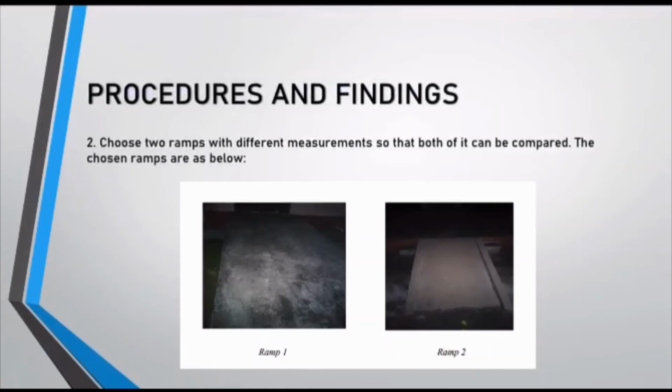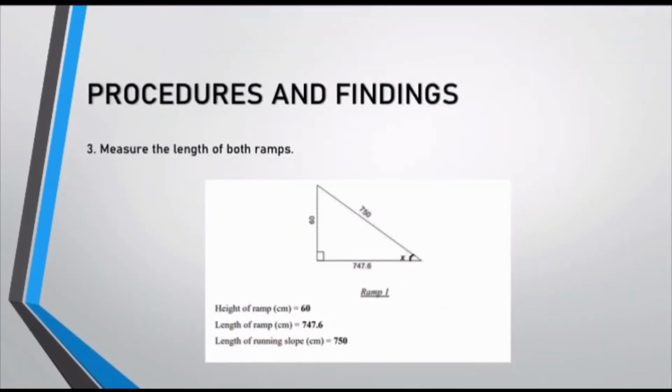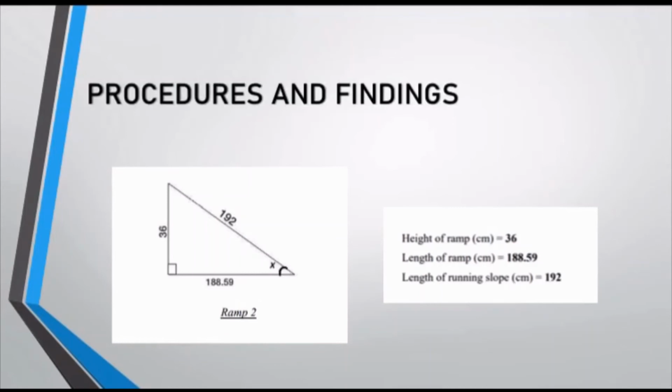The chosen ramps are as below. There is a picture of ramp number 1 and ramp number 2. Number 3. Measure the length of both ramps. Ramp number 1. Height of ramp is 60 cm. Length of ramp is 747.6 cm. Length of running slope is 750 cm. The ramp number 2, the height of ramp is 36 cm.